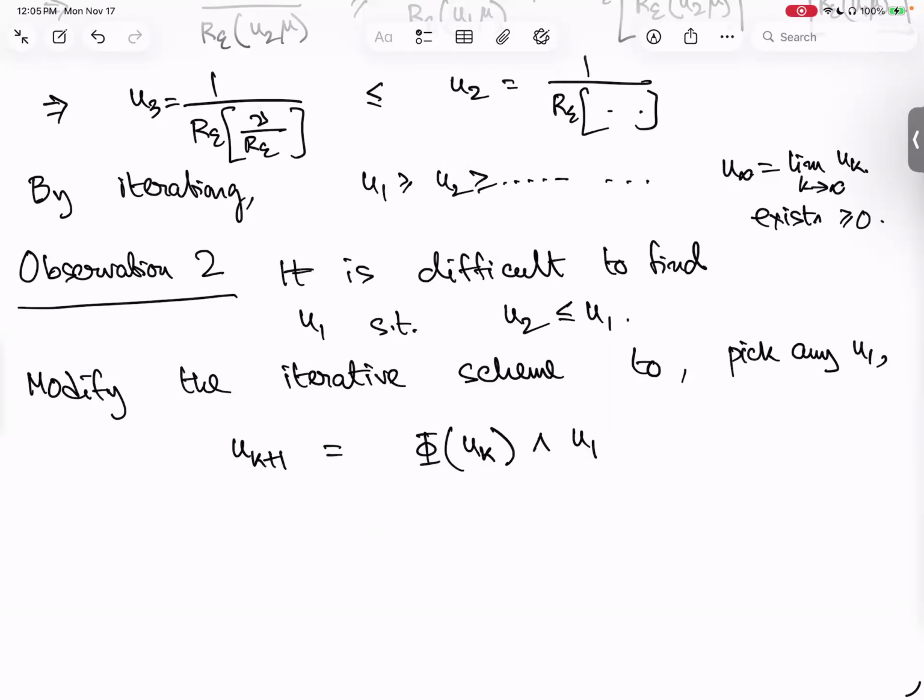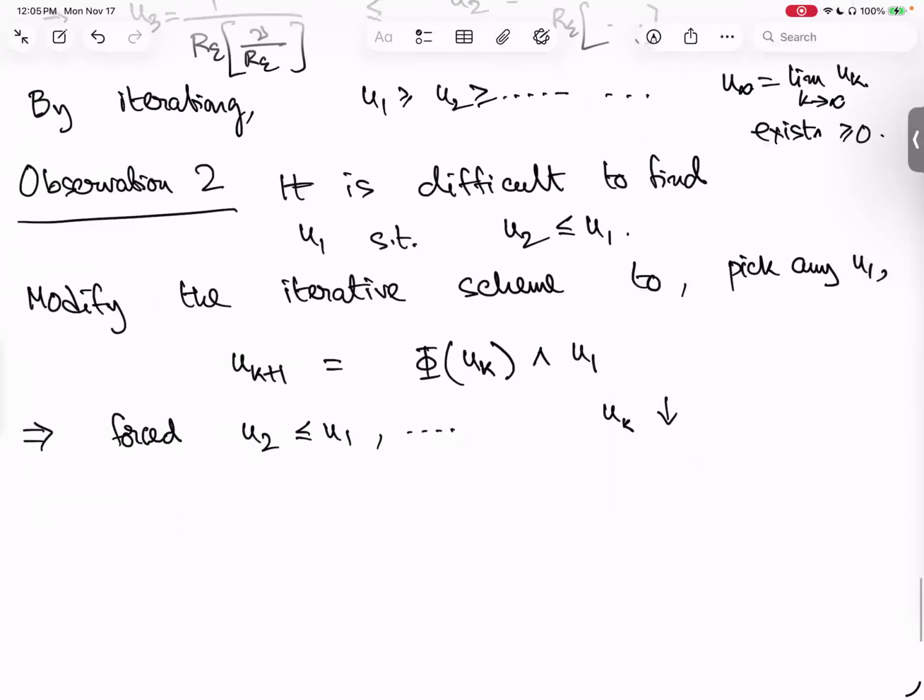Still monotonicity. So here what I have done is that I have forced my U2 to be less than or equal to U1, right? Because just by definition, U2 is the minimum of phi of U2 and U1, so it's smaller than U1. And again, the same conditional operator will work now, because the next time the conditional operator will still keep it smaller than U1, and all the UKs will now be decreasing, and it will converge to some U infinity.